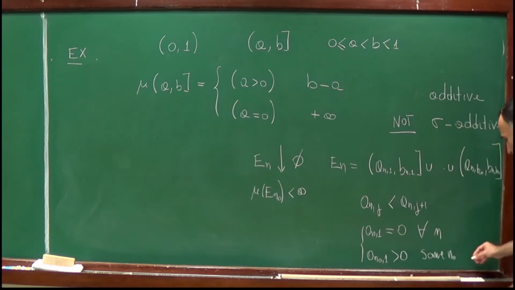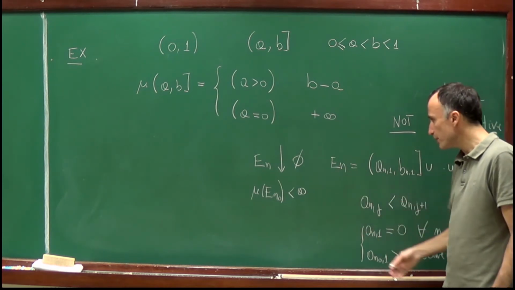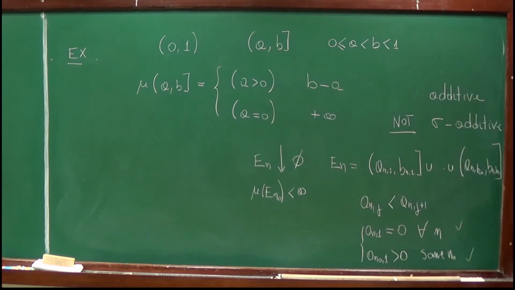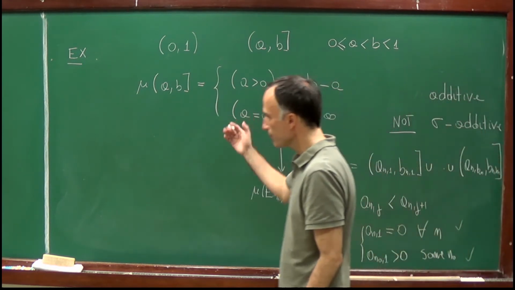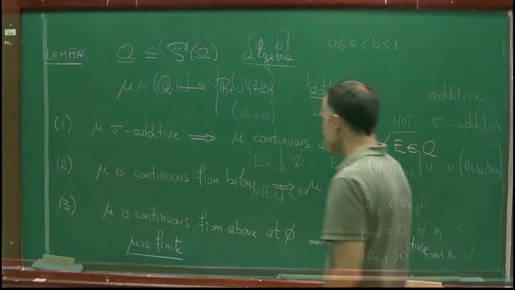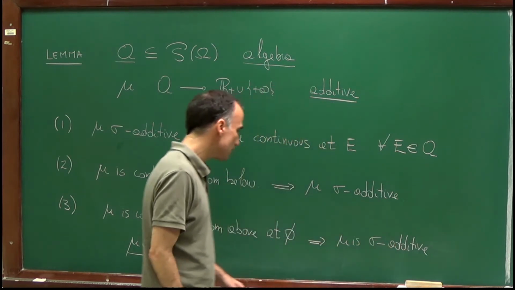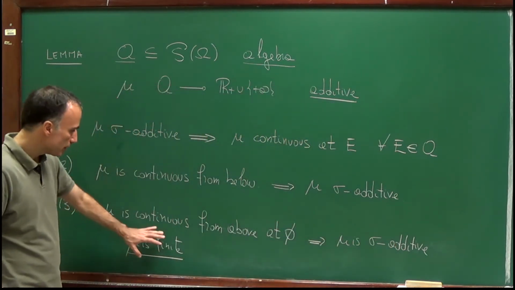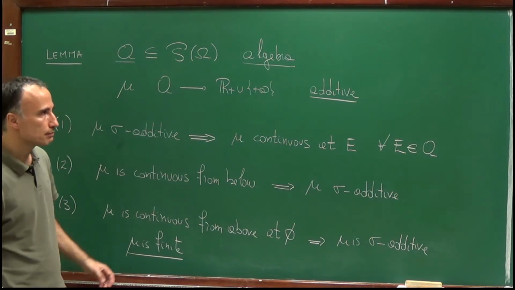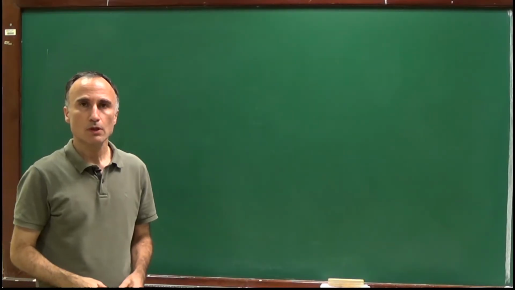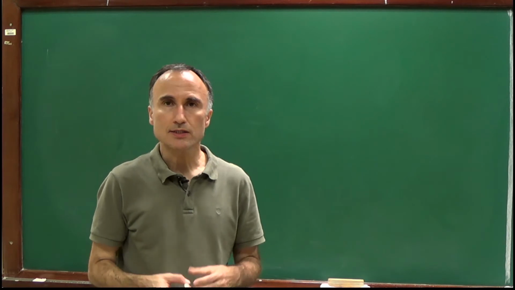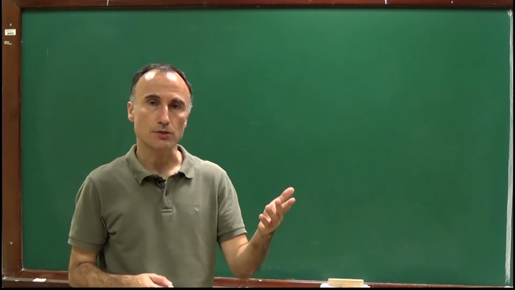So for that, second, you have to believe me, and we will see in a few lectures that this is indeed true. And for that one, well, it's clear. So we have here an example, details will be given later, of a function which is continuous from above at infinity, but which is not sigma additive because it's not finite. So really, we really need this assumption. So now let's start our extension.